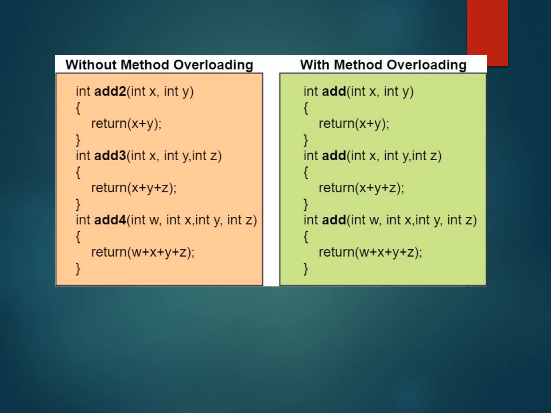And one thing I would like to tell you is that the return type does not matter in the case of method overloading. Here the return type of all three overloaded methods is the same, that is int, and there is no role of the return type in method overloading. What matters is that the name of the methods must be the same and the number or the type of arguments in the argument list must be different.